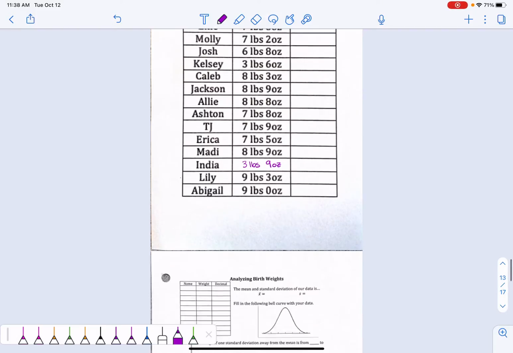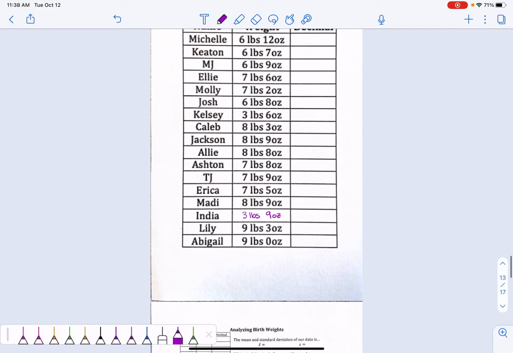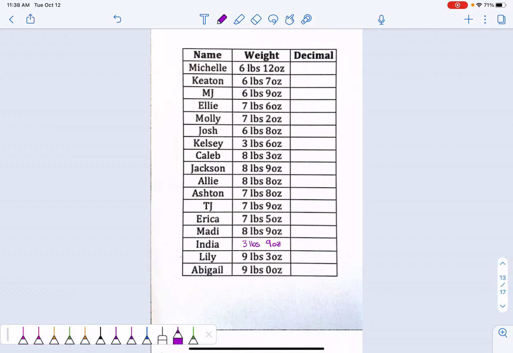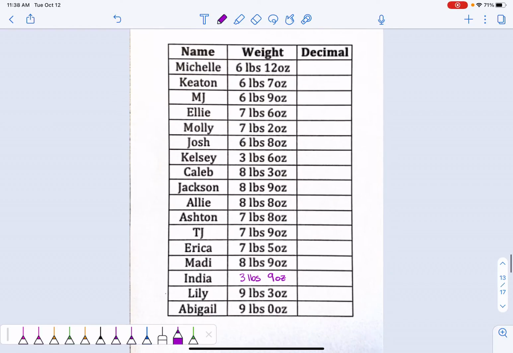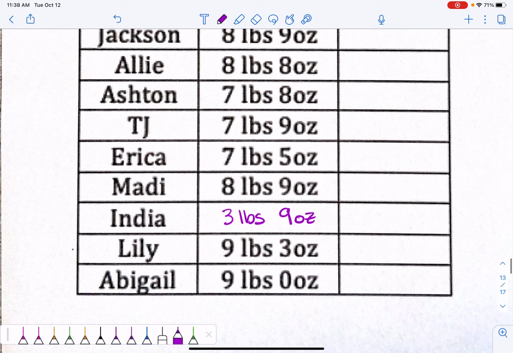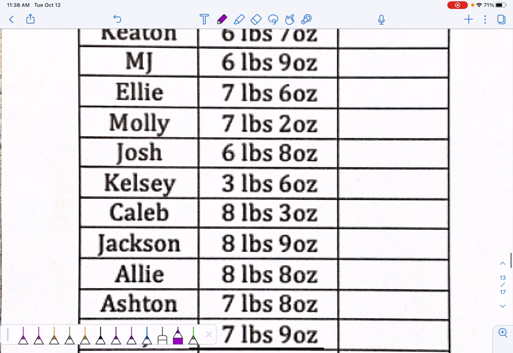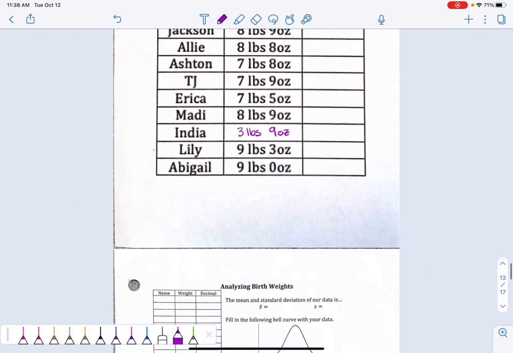Hey Maddie, we started the birth weights project today, so I just wanted to record this video to give you some instructions and show you how this works. This is the paper I gave out to the kids that has all of the birth weights on it, and India's, we updated, was 3 pounds 9 ounces. So we're going to do some calculations with that.